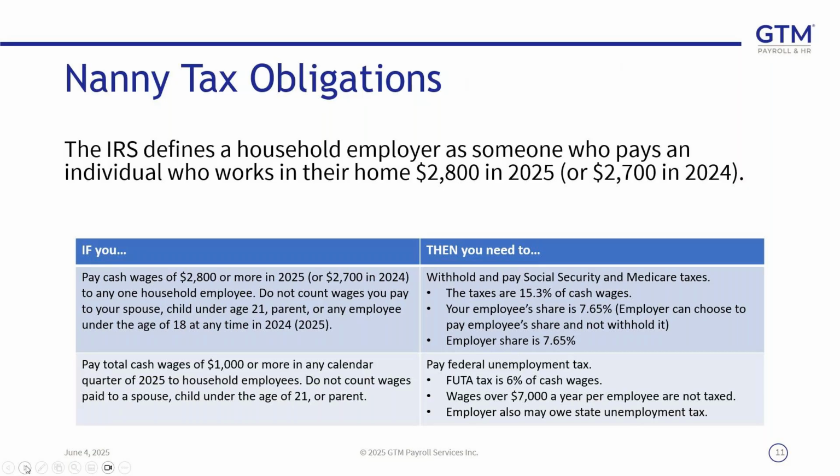Remember not to include wages paid to a spouse, a child under the age of 21, a parent, or any employee under the age of 18.